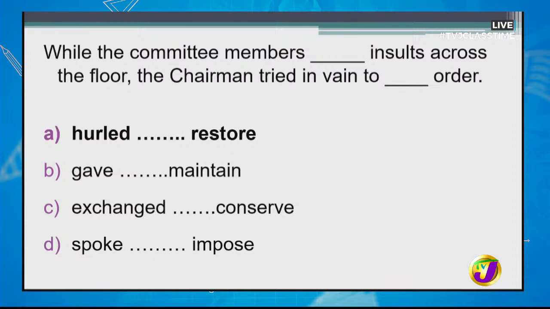Hurled and restore. So the committee members hurled insults and the chairman tried in vain to restore order. Very good. All right, let's look at our next sentence.